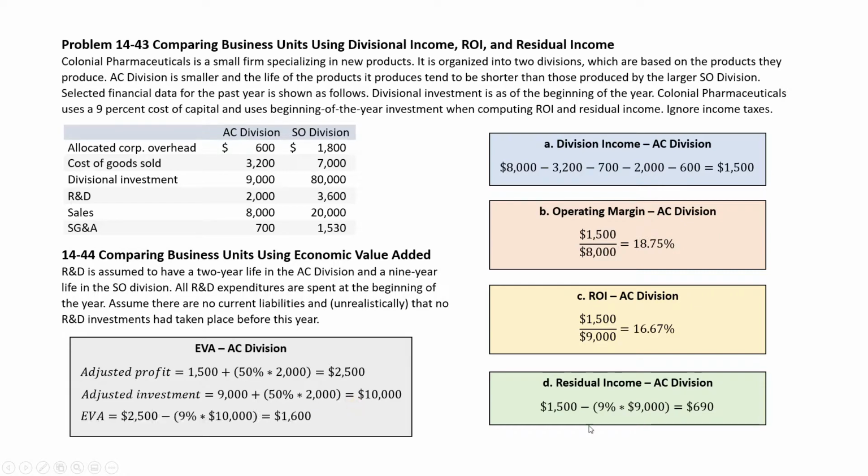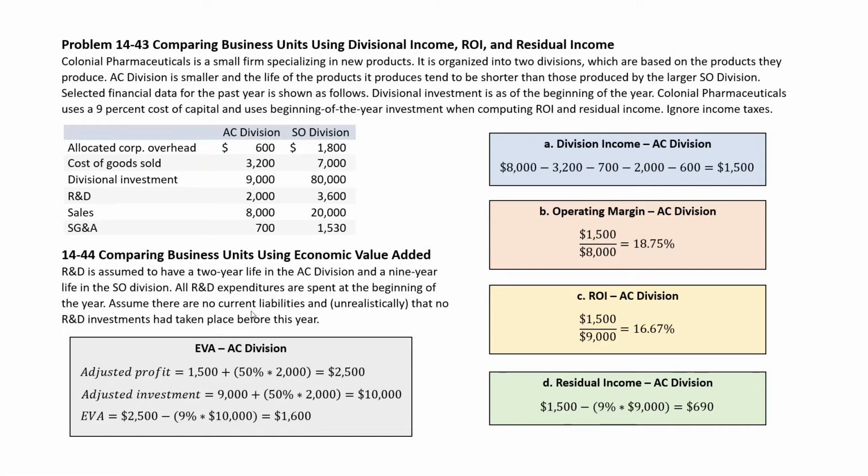Now, once I make those adjustments, the flow of the calculation is very similar to residual income. I'm going to take my adjusted profit of $2,500 and from that subtract what I minimally should have been required to earn. My same 9% cost of capital, times my adjusted investment of $10,000. And so here I have 9% times 10,000 would have been $900, subtracted from the $2,500. I have an adjusted EVA of $1,600. Again, I'll have you tackle SO division on your own in order to do a comparison between the divisions.